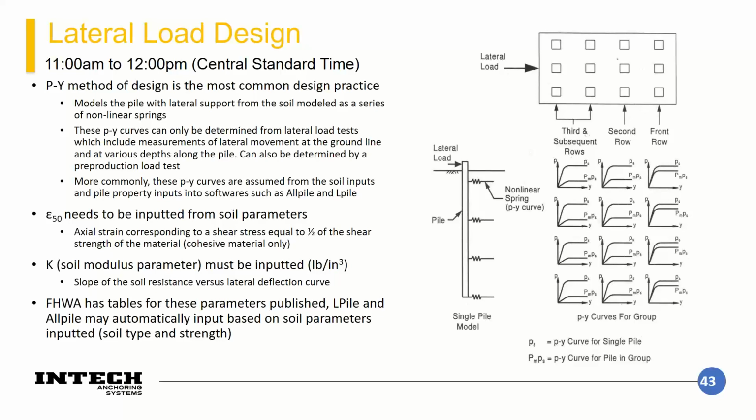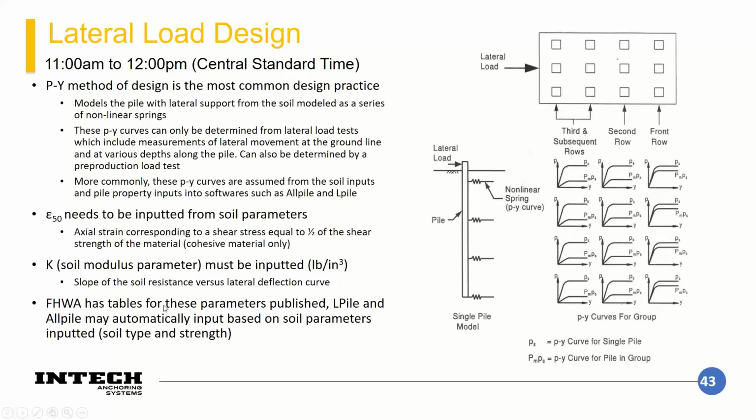So PY curves are how you do the lateral load design. This is a heavy topic, but essentially you're looking at the pile as being braced laterally by a series of nonlinear springs that may change and vary with depth and varying soil types. There are a couple of important parameters you need to know when you're doing this sort of design, and that is strain 50, which is the axial strain corresponding to a shear stress equal to 1/2 of the shear strength. And then the value of K is the soil modulus parameter.